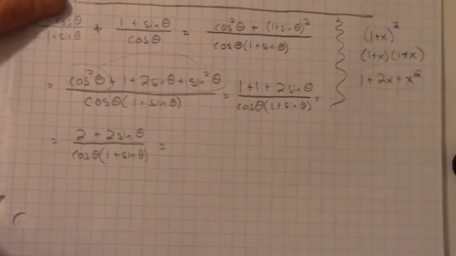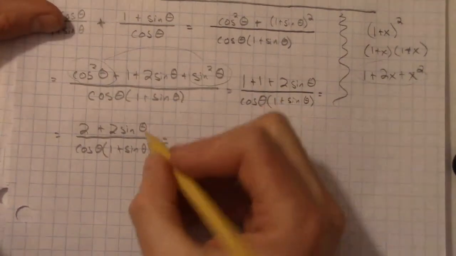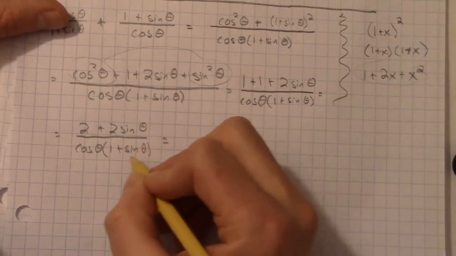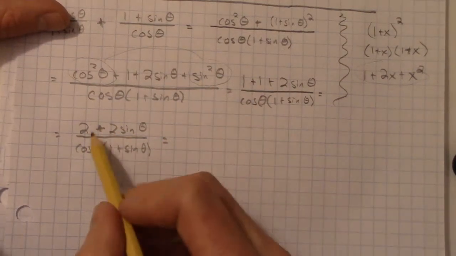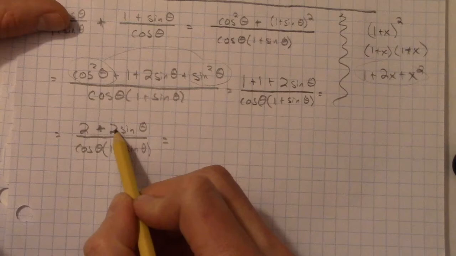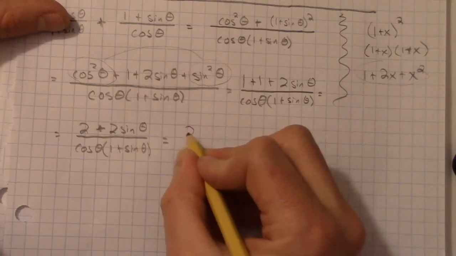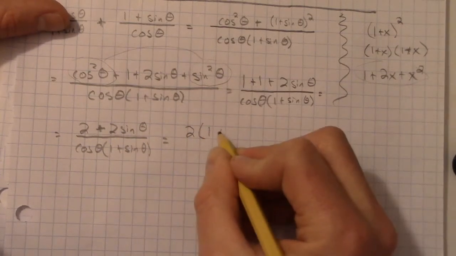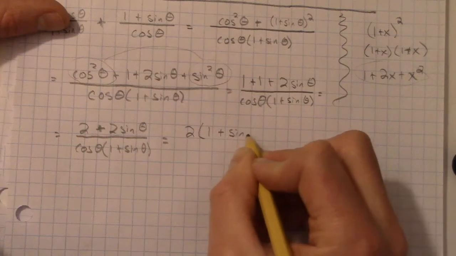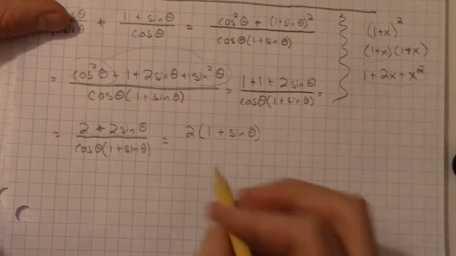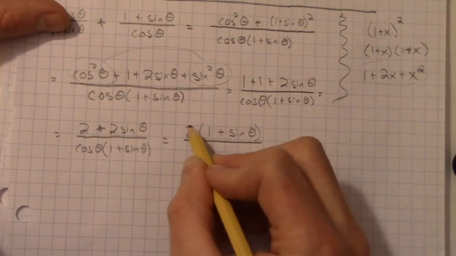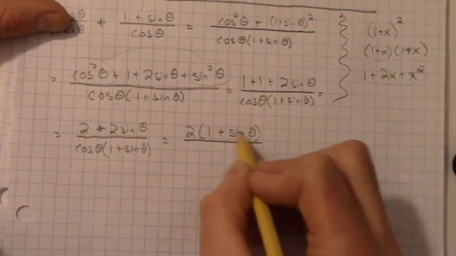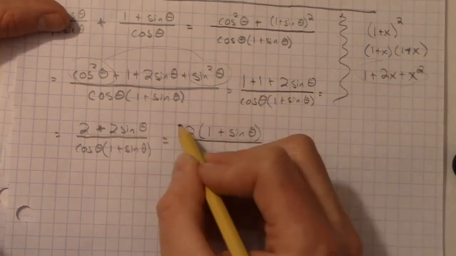Okay, so what can I do from here? Can I just cancel out the sine theta? And this, no, you cannot. There's this plus sign here, it's messing things up. What I can do is recognize that there's a 2 here and there's a 2 here. So I'm going to factor out a 2, and I'm going to be left with 1 plus sine theta. So the common question at this point is, where did the 2 go from here? I factored it out. 2 times 1 is this. 2 times sine theta is this. So I just factored out the 2, okay?